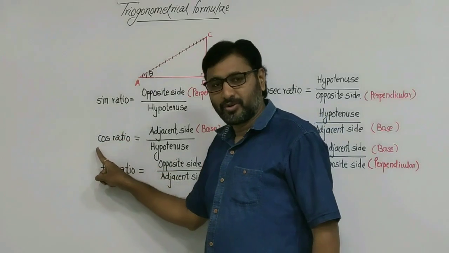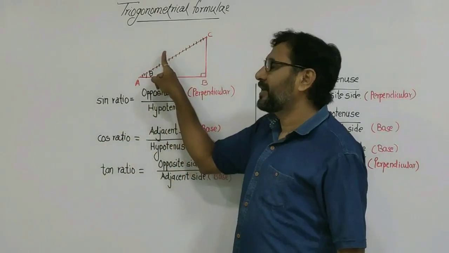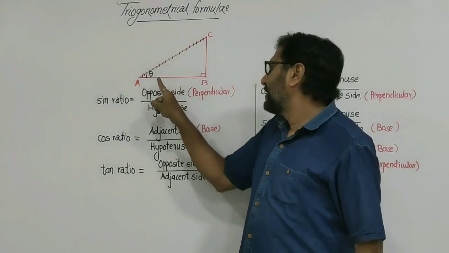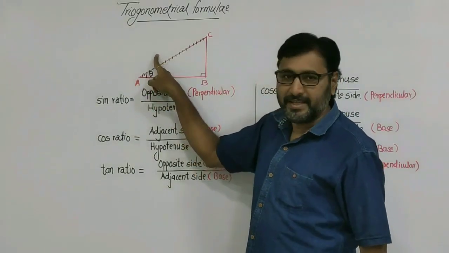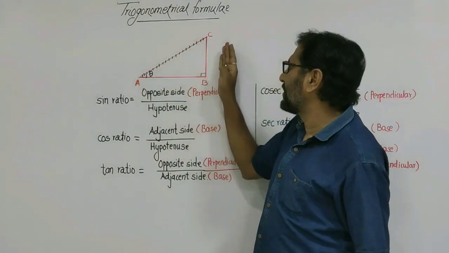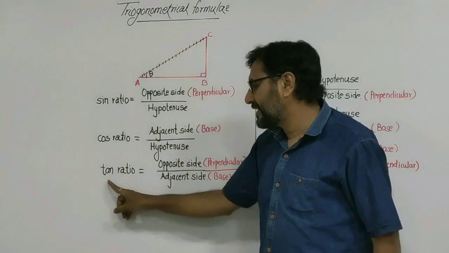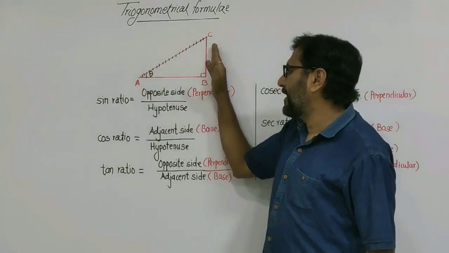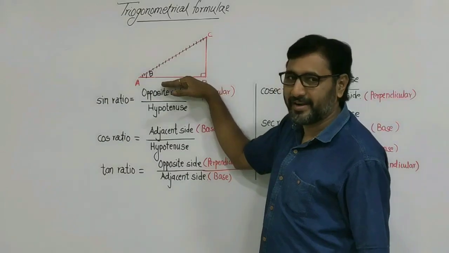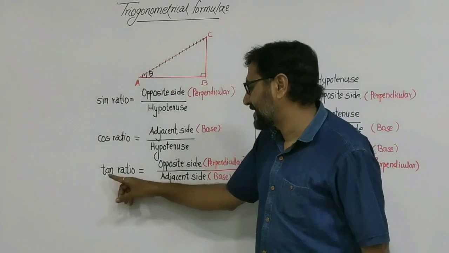Second ratio, cos ratio. Cos ratio is adjacent side upon hypotenuse. For finding cos A, you will take AB upon AC, while cos C is equal to BC upon AC. Third ratio, tan ratio. Tan ratio is equal to perpendicular upon base, or you can write opposite side upon adjacent side. This is tan ratio.